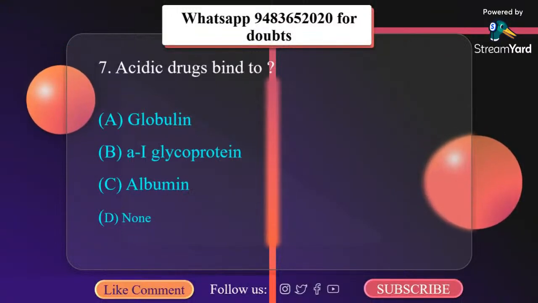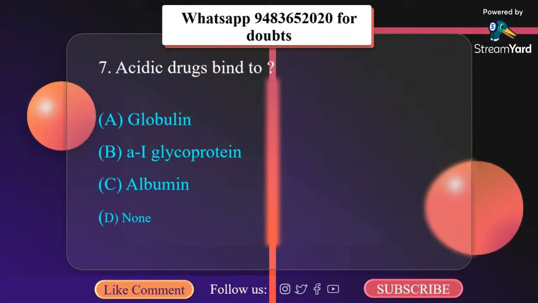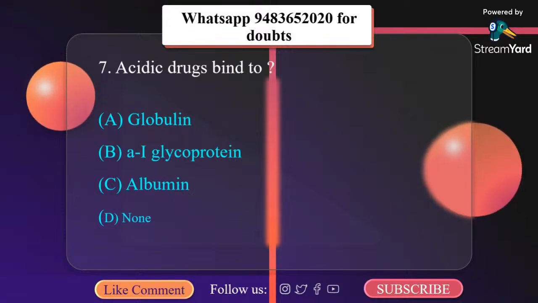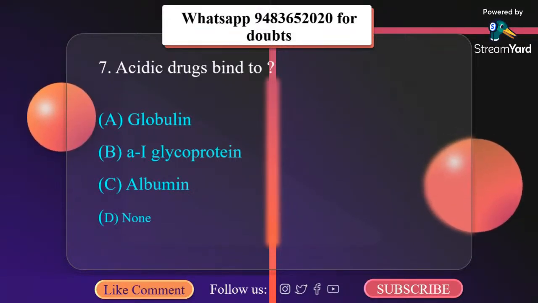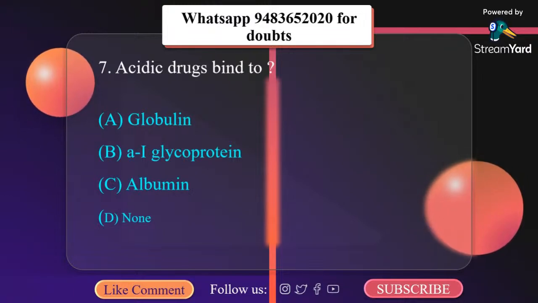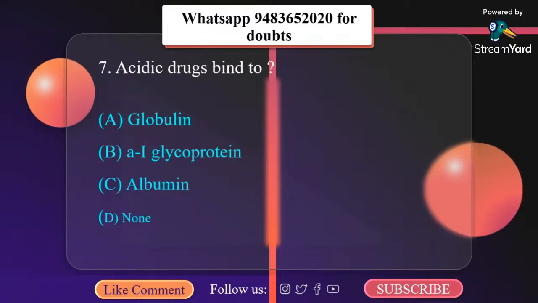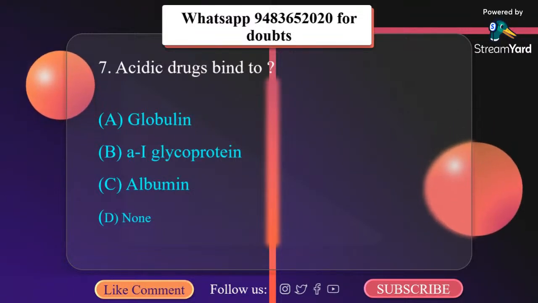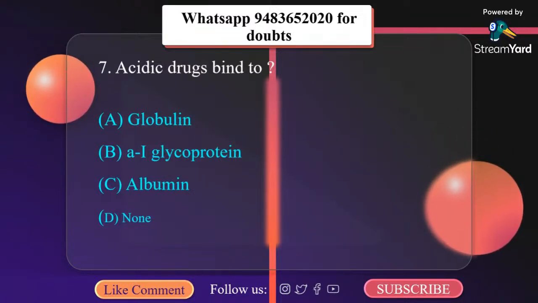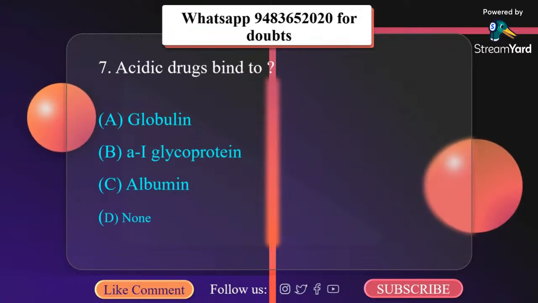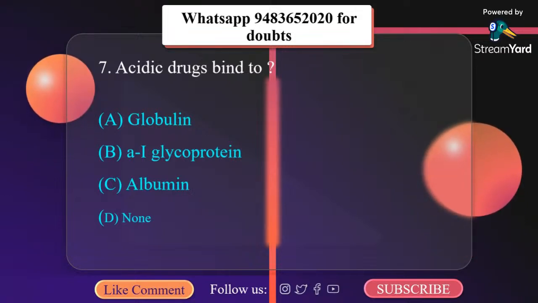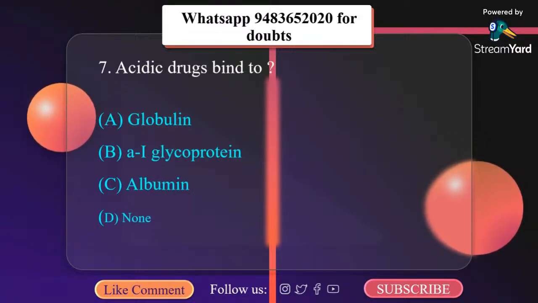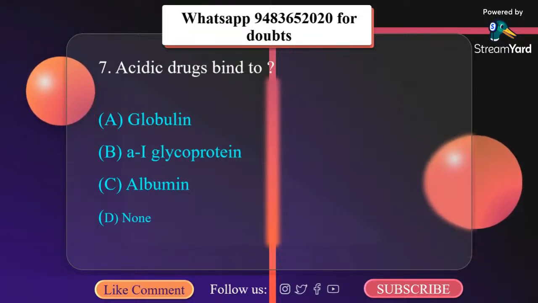Acidic drugs bind to A. Globulin, B. Alpha 1 glycoprotein, C. Albumin, D. None. Now, many natural substances circulate around the body, partly free in plasma water and partly bound to plasma protein, for example cortisol, thyroxine, etc. Similarly, drugs circulate in protein bound and free states.